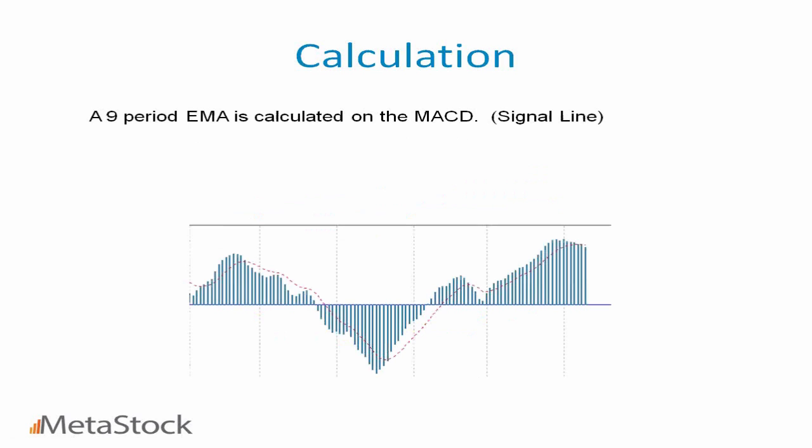There are quite a few different ways that you can trade it. And I'm going to teach you 3 trading strategies with the MACD today. The line that you see on the MACD is just a signal line. It's a 9-period exponential moving average.